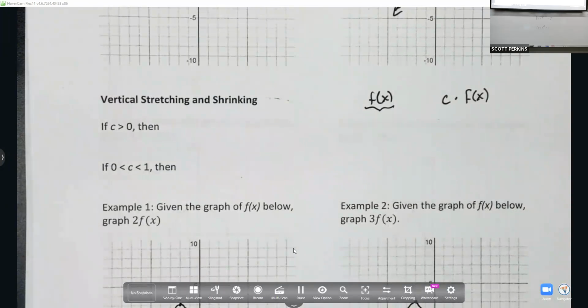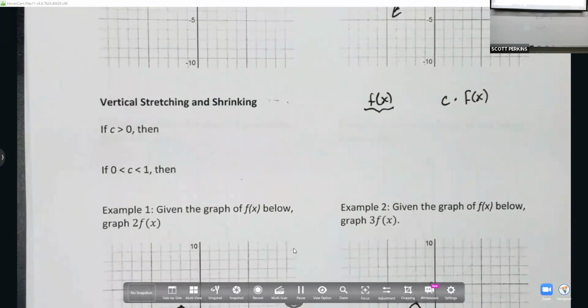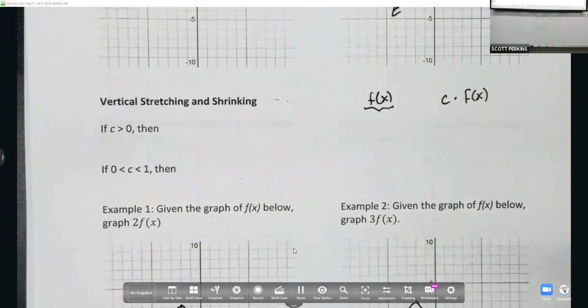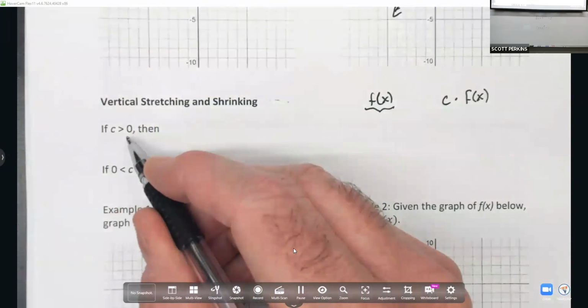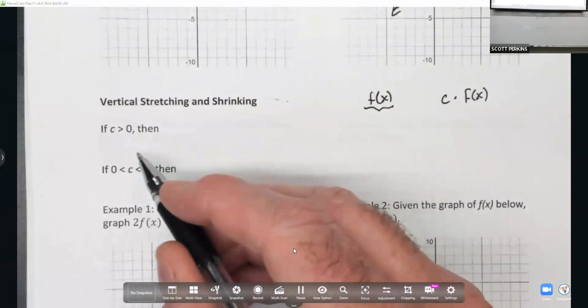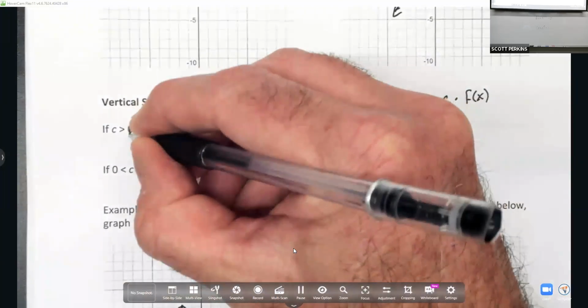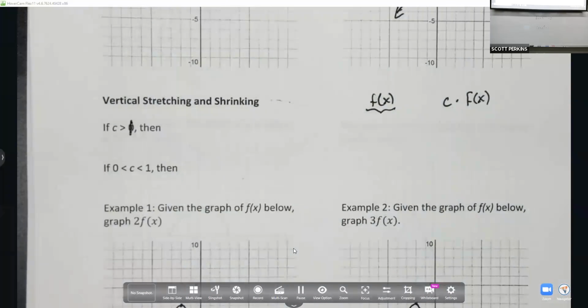It's very intuitive, just like our translations where it was add to the y values and it made the graph go up, and subtract from the y values that made the graph go down. So now I'm multiplying my y values. So here's what you do. If c is bigger than 0, meaning, I'm sorry, that is a typo. It should be if c is bigger than 1. Sorry about that. Please make sure to make that correction. I'll have to go back into my file and do that same thing.